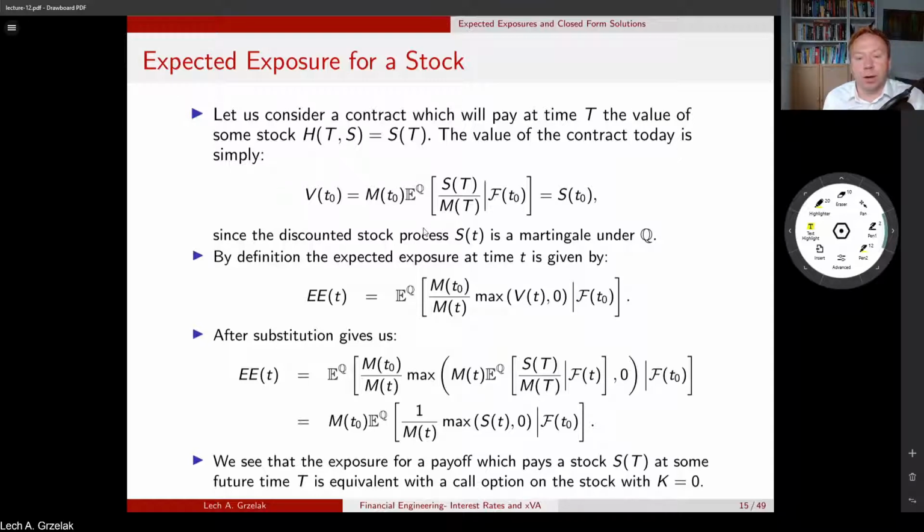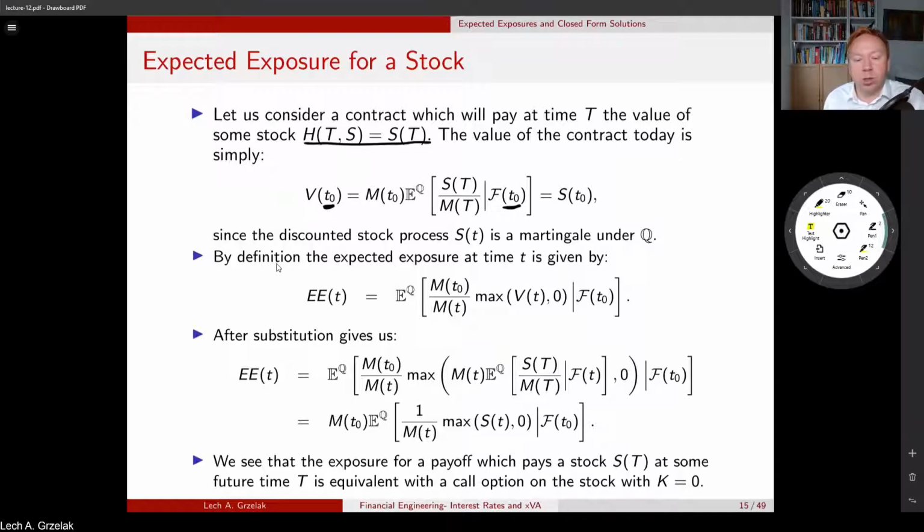The first very trivial example is to consider a portfolio consisting only of a stock. So we have a payoff function H(T), and it only consists of a single stock. Of course, we are evaluating everything under the risk neutral measure Q. Then we have the stock discounted to today, and we know that the discounted stock is a martingale. So the value is S(t0), because we are looking at valuation at time t0, as given here.